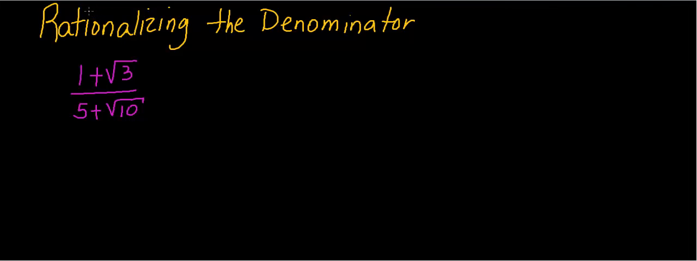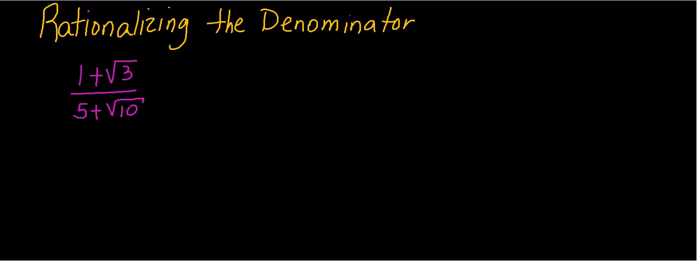Here's another example on rationalizing the denominator. I have this expression here. Rationalizing the denominator means get rid of the square root term in the denominator. And to do this, I need to find the conjugate of the denominator.